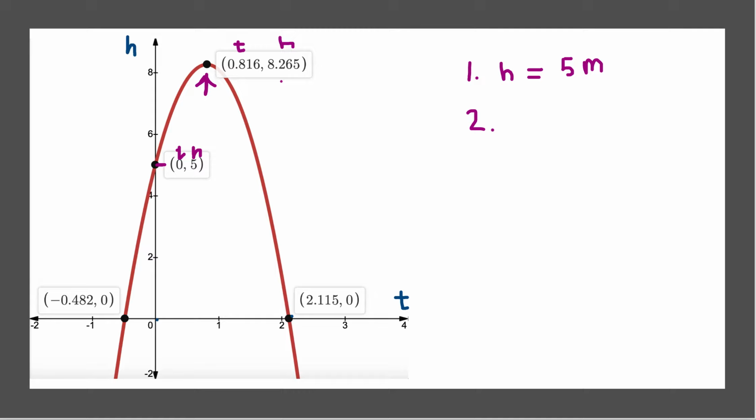So it means Jeremiah reaches the maximum at a time of 0.816 seconds. So before 1 second, the height of Jeremiah reaches its maximum.